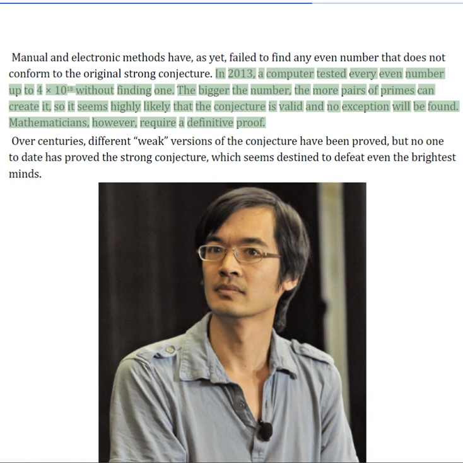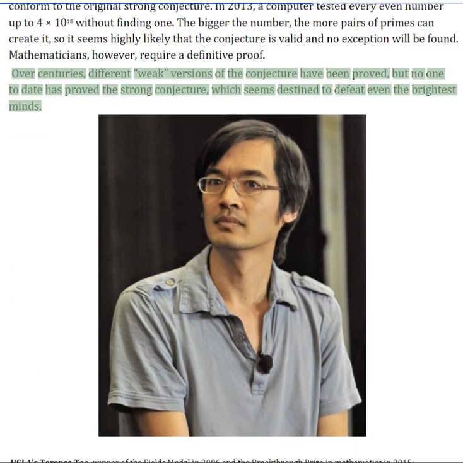The bigger the number, the more pairs of primes can create it, so it seems highly likely that the conjecture is valid and no exception will be found. Mathematicians, however, require a definitive proof. Over centuries, different, weak, versions of the conjecture have been proved, but no one to date has proved the strong conjecture, which seems destined to defeat even the brightest minds.